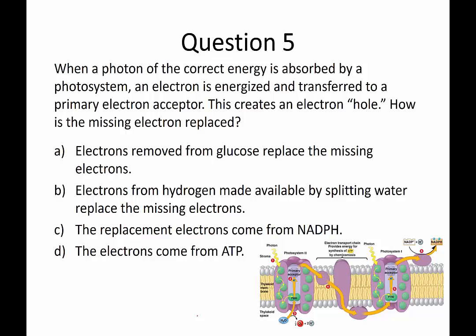So we went over this a little bit already, but remember that water fills this electron hole. So water gets split, and actually the electrons from the hydrogen are donated toward this hole to fill it. So here the correct answer is B. Electrons from hydrogen made available by splitting water replace the missing electrons. So it's very important that you remember that. So that happens for photosystem 2 of the light reactions.